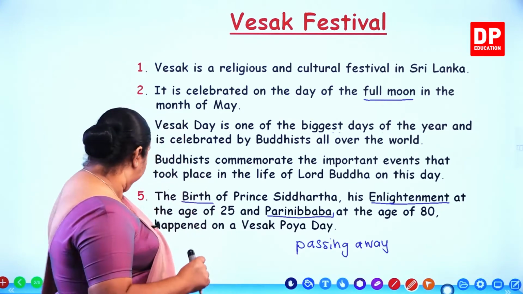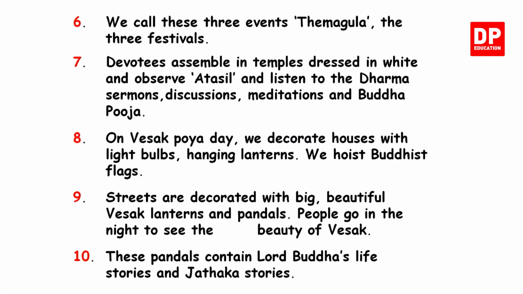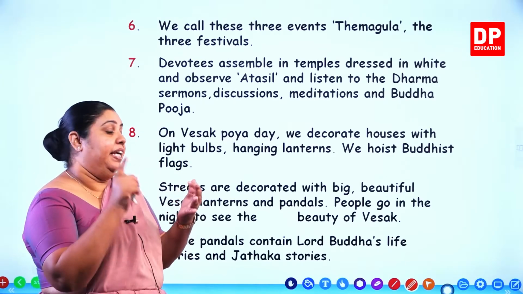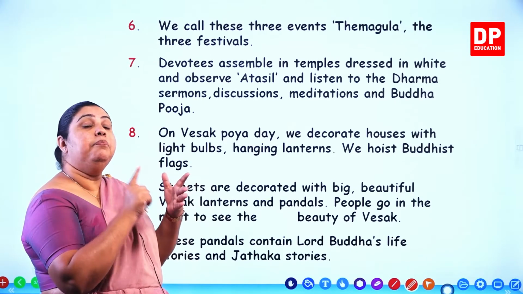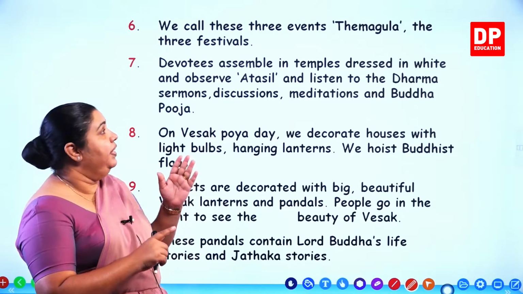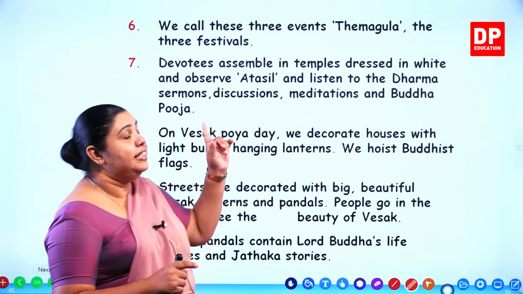So now let's move on to our next 5 sentences. We call these 3 events Temagula, the 3 festivals. Now the birth, the enlightenment, and passing away. Now without using these 3 words, we use one word, that is Temagula.